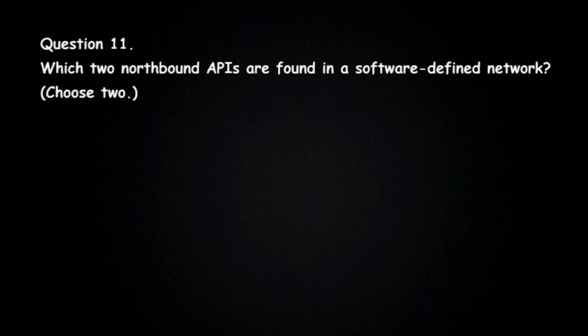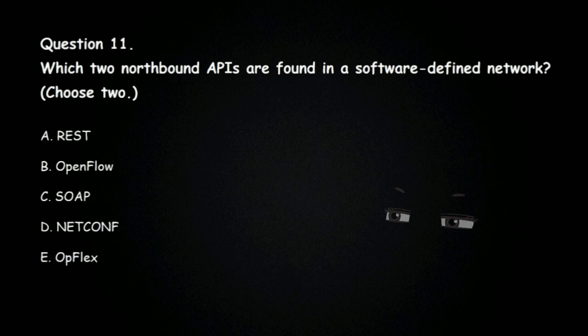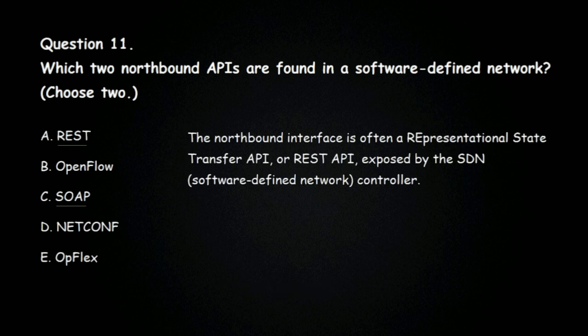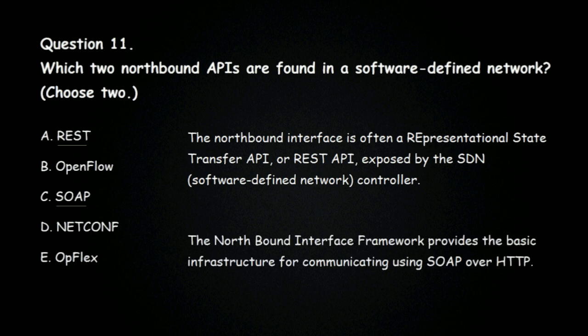Question 11. Which two northbound APIs are found in a software-defined network? Choose two. Options. Correct answer is A and C. REST and SOAP. The northbound interface is often a representational state transfer API, or REST API, exposed by the SDN, Software-Defined Network controller. The northbound interface framework provides the basic infrastructure for communicating using SOAP over HTTP.